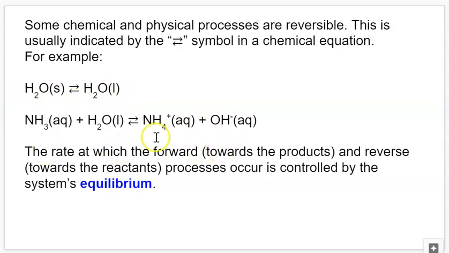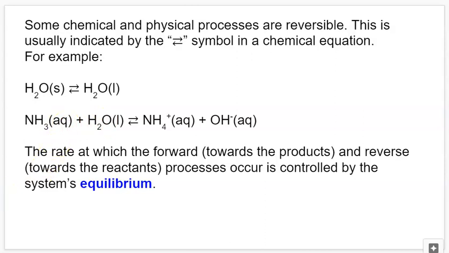And then things like acid and base reactions, where you have trades of protons that can go back and forth. For example, ammonia reacting with water to make ammonium and hydroxide. The hydrogen from the water goes on to the ammonia to make ammonium by pulling it off of the water and making hydroxide, but this can also go in the reverse direction. And the rate at which the forward reaction towards the products and the reverse reaction towards the reactants occur can be controlled by the system's equilibrium.